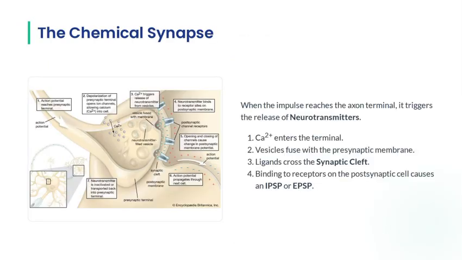Now we're gonna go over the chemicals. Can we get a thumbs up in the chat for this graph? So there's something called a chemical synapse, when the impulse reaches the axon terminal and triggers the release of neurotransmitters. Calcium 2+ enters the terminal, the vesicles fuse with the presynaptic membrane, and the ligands cross the synaptic cleft and bind to the receptors on the postsynaptic cell, producing an IPSP or EPSP. If you're gonna ask me what those are, look at the graph, and if it's not there, moving on.